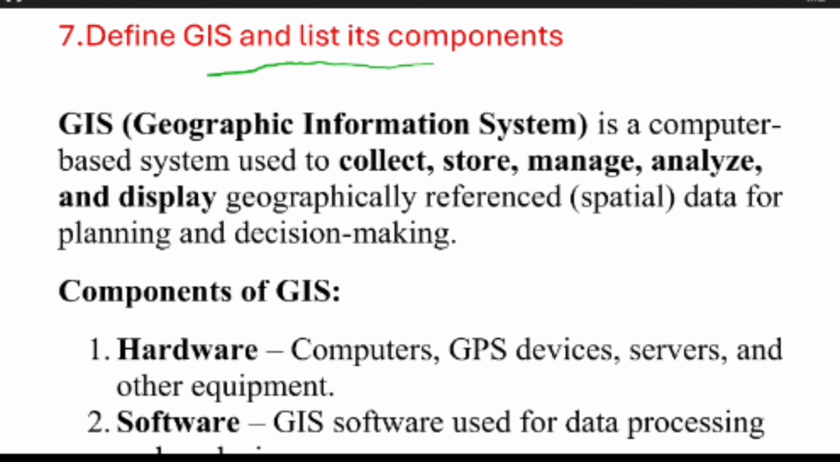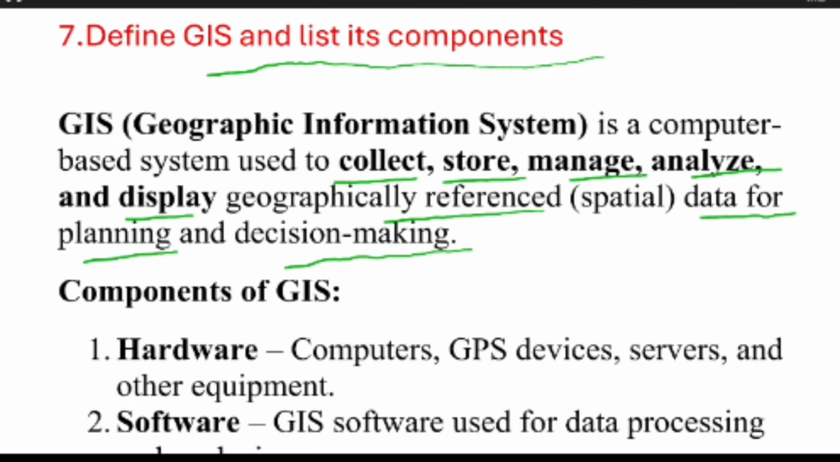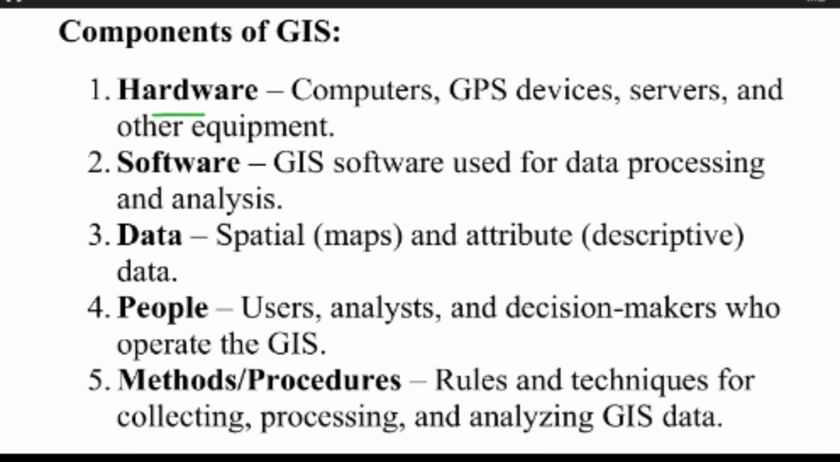Define GIS and list its components. What does GIS stand for? GIS is geographical information system. It is a computer based system with which we collect, store, manage, analyze and display geographically referenced spatial data for planning and decision making. It gives proper information about a particular area. It extracts data from geographical reference points and helps make the proper decision. Coming to the components, the first component is hardware.